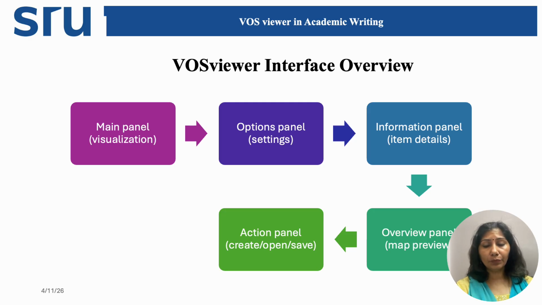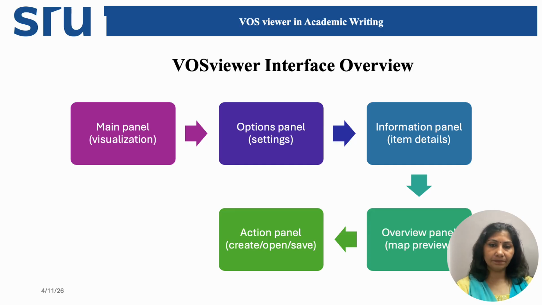The VOS Viewer interface consists of several panels that help in data visualization and analysis. The main panel displays the network visualization. The options panel allows you to adjust some of the settings like layout, clustering, and all. The information panel provides the details about the selected items, while the overview panel gives a mini map of the entire visualization.